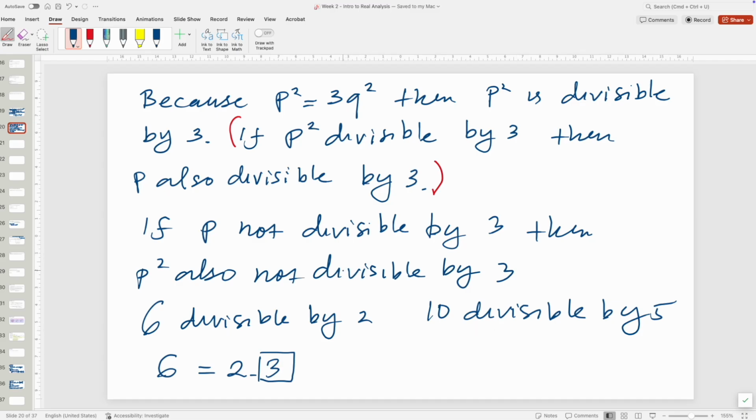I can find number 2 such that 10 can be written as 5 times 2. That is divisible, right? What about not divisible? Not divisible: I cannot find another number, or there is a remainder. For example, 6 is not divisible by 4.